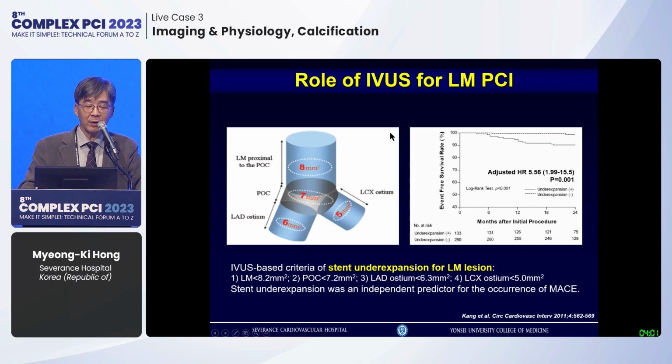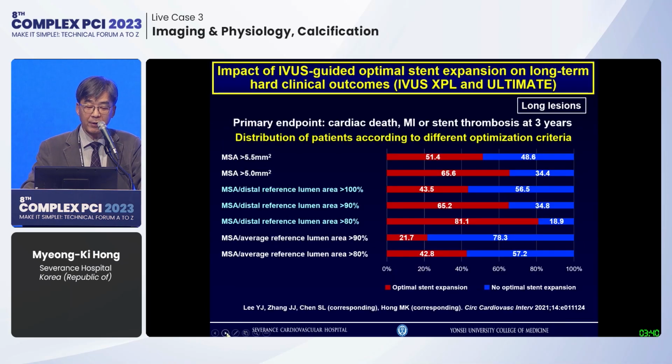What about the left main? This is so famous: 5, 6, 7, 8. These are the criteria for left main PCI, and what about the clinical outcome? When patients achieve this kind of criteria, the clinical outcome is quite favorable compared to those who do not meet these criteria.